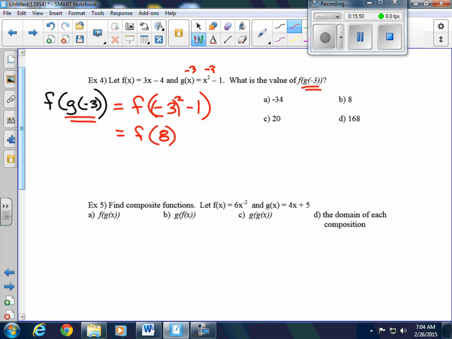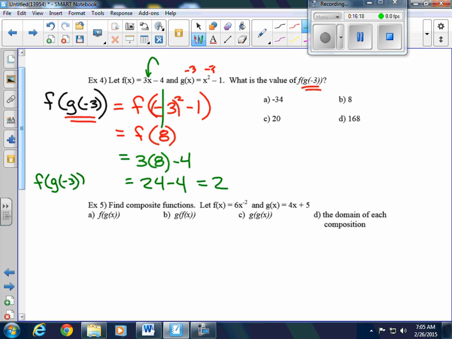So now we're going to take that and plug it into the f function, because now we have to find f of 8. So really, we're just putting it in there. This is going to equal 3 times 8 minus 4, so this is going to be 24 minus 4, which is 20. So f of g of -3 equals 20, which is C.